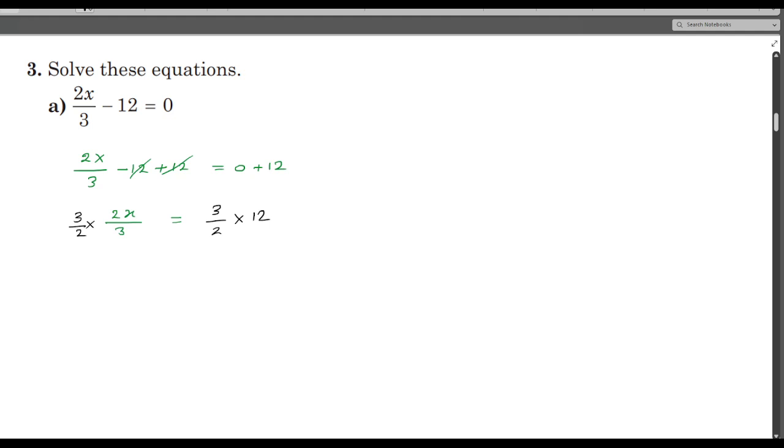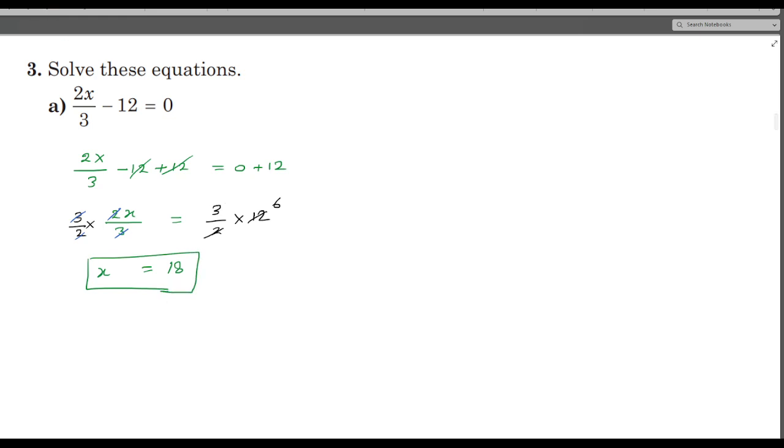So on the left hand side, if you see, this 3 and 3 will cancel, this 2 and 2 will cancel. So you have only x on the left hand side, and on the right hand side, this 3 divided by 2 into 12. So this 2 and 12 will cancel, and you will get 3 times 6. So 3 times 6 is 18. So your value of x is 18. Okay. Next question.